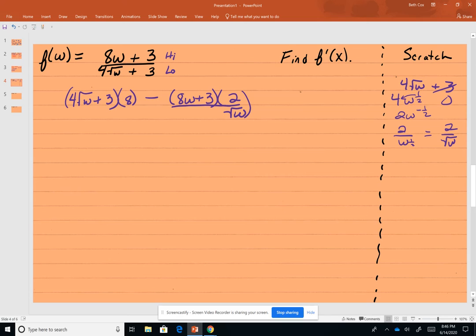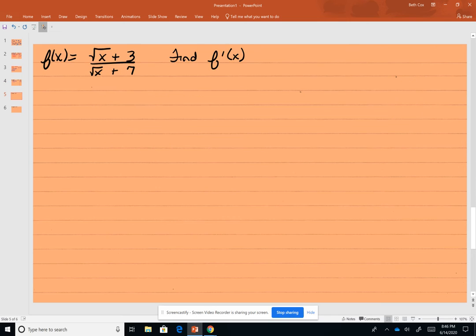Low d high minus high d low over low low. Now, we're going to need to work on this numerator a good bit. We're not going to do anything with that denominator just yet. Just like we did in the previous problem I did on the product rule, we're going to get a common denominator on this one as well. We're going to get a common denominator and take care of this numerator.